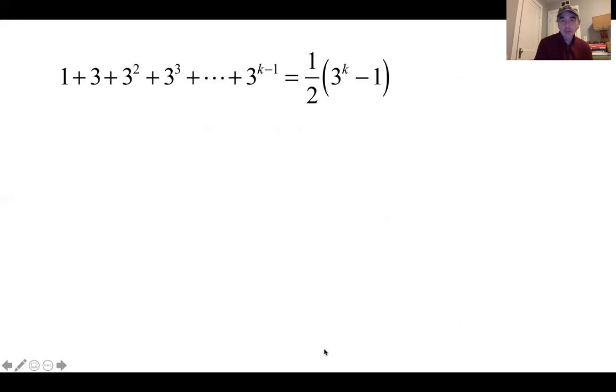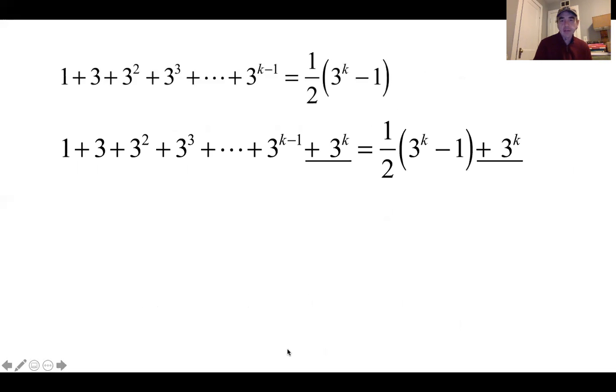So here's what we are assuming. This is what we're given. Again, I want to add 3 to the k to both sides. So 3 to the k on the left side, 3 to the k on the right side. But remember, eventually I want this right side to look like this, except k is replaced with k plus 1. That's my goal. So we need to do some algebraic simplification.